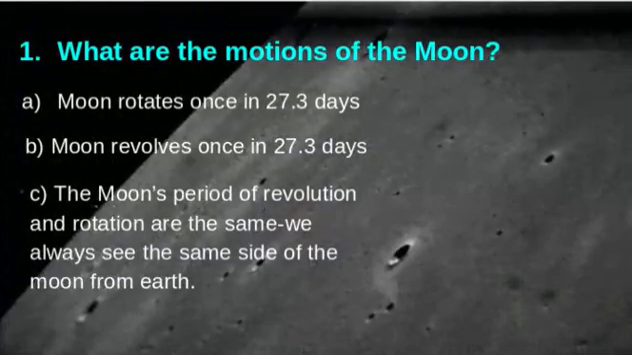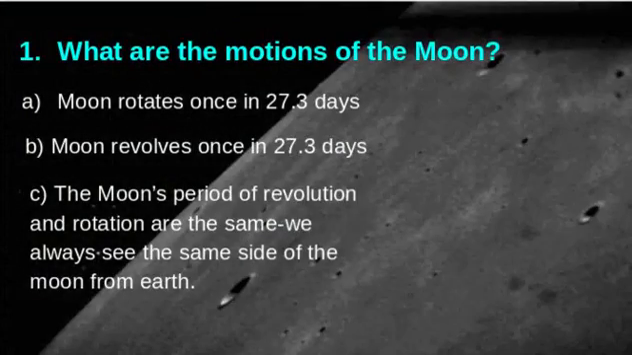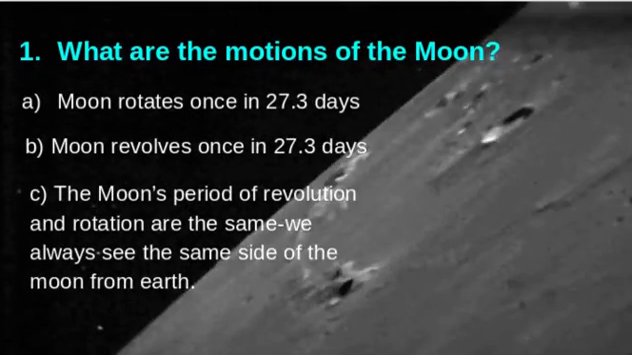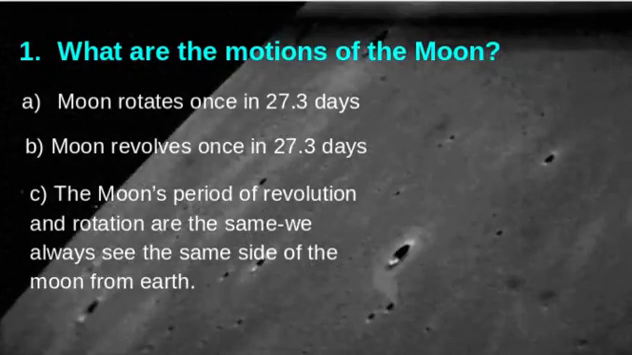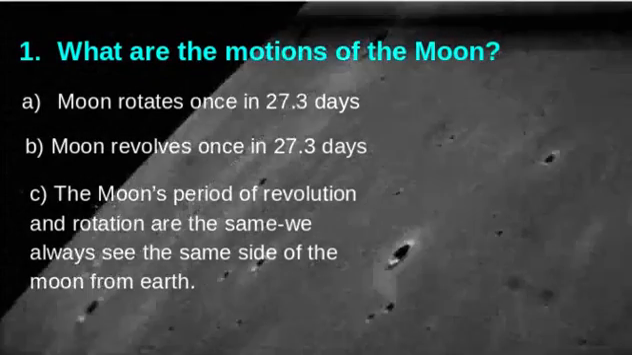The moon rotates once in 27.3 days. It also revolves once in 27.3 days. So the moon's period of revolution and rotation are the same. So we always see the same side of the moon from Earth.